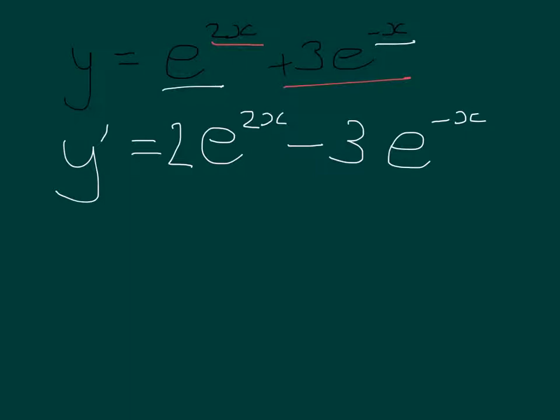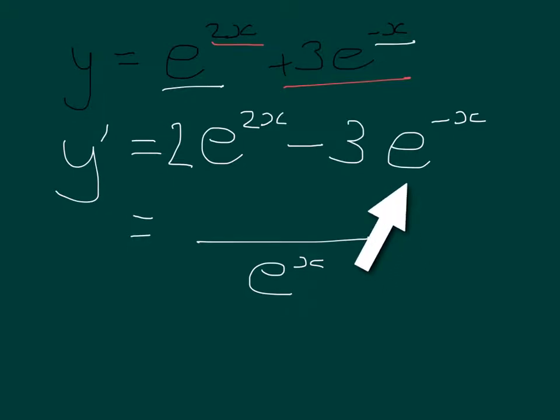Now my answer in a mark scheme might not look quite like that. So let's just do a little bit of manipulation. If we put this all over e to the x, then that is exactly the same as what I've got going on here. Okay, e to the minus x is just 1 over e to the x. So now this bit on the right hand side will just become -3 because I'm not doing anything to that. I've just written it in a different form.